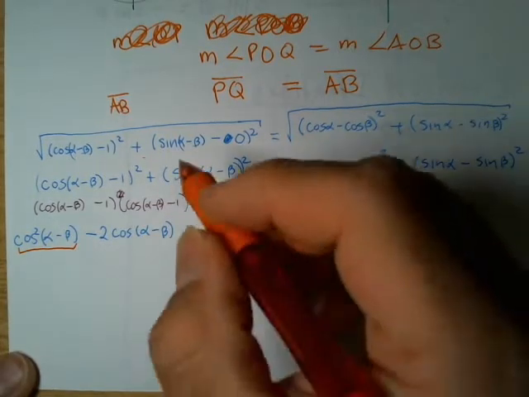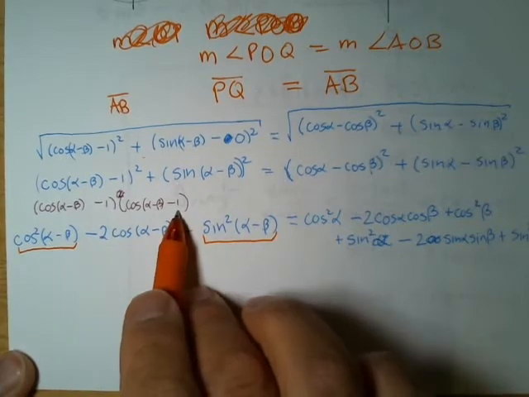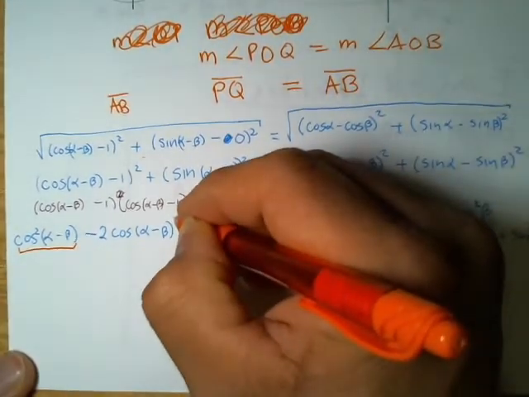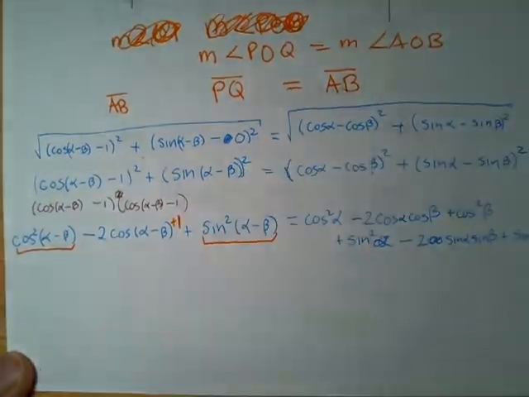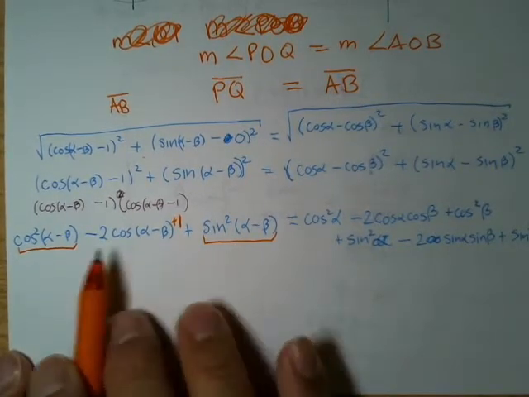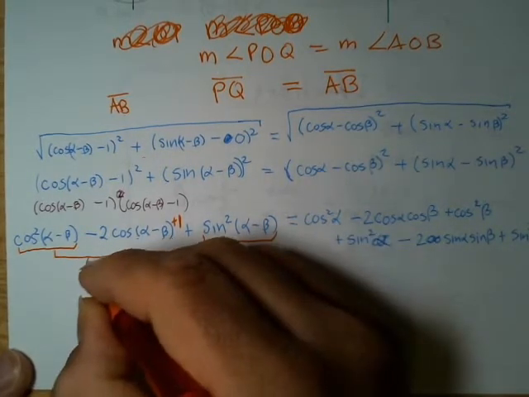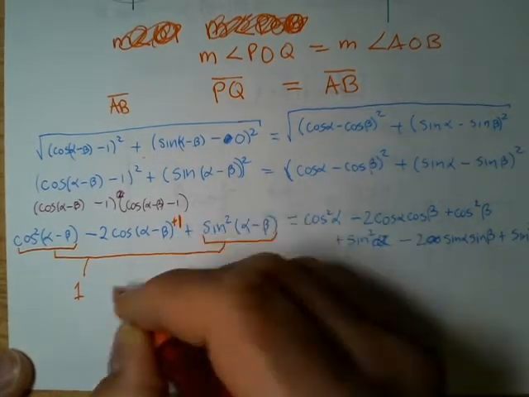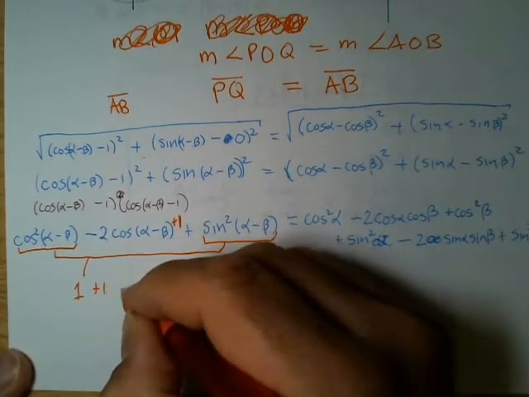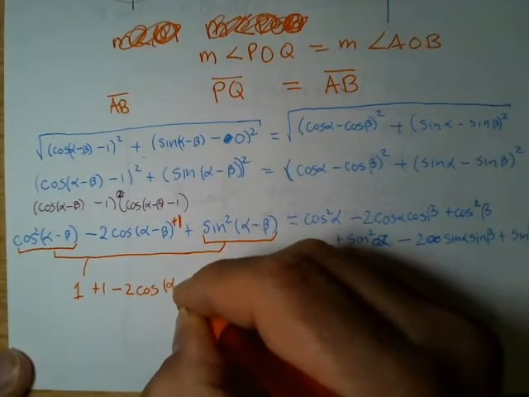I forgot one thing here, right? I did the outer, the inner, I didn't do the last one here. So minus 1 should be plus 1 here. All right, so cosine squared and sine squared of alpha minus beta, both of those together, we get 1. And I have a plus 1 here, and then minus 2 cosine of alpha minus beta.